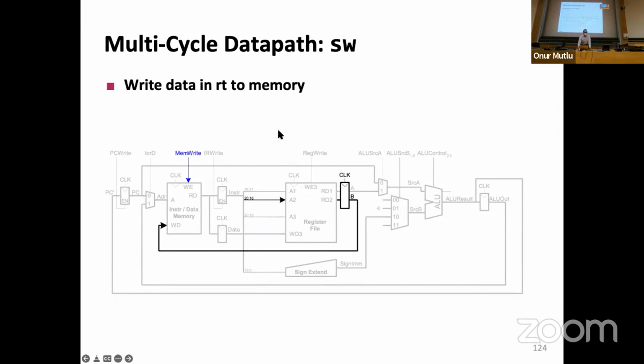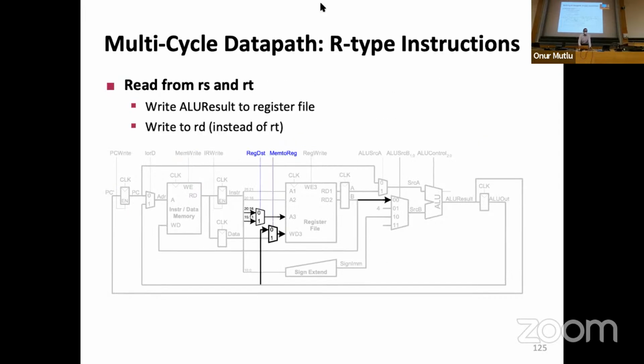It's going to be easy, basically, to add the other ones. R-type instructions. You need to read from RS and RT and write the ALU result to the register file and write to RD instead of RT, because R-type versus I-type, you remember that distinction. And you need to add the data path element, in this case, muxes, to be able to do that. You need to select the destination register such that it's RD instead of RT.